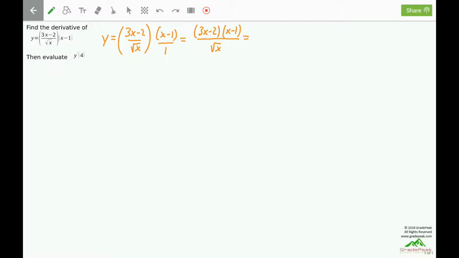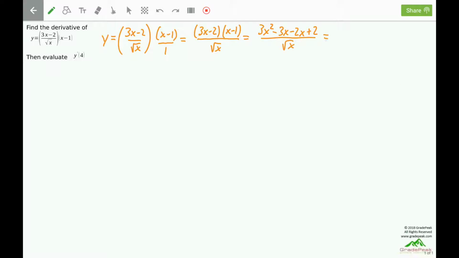I can FOIL out the numerator. First, 3x times x, 3x squared. Outside, 3x times a negative 1, negative 3x. Inside, negative 2 times an x, negative 2x. And last, negative 2 times a negative 1, positive 2. All of this over the square root of x.